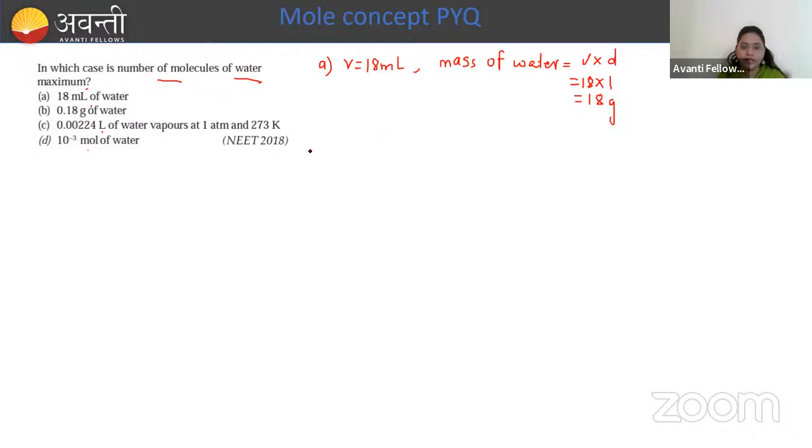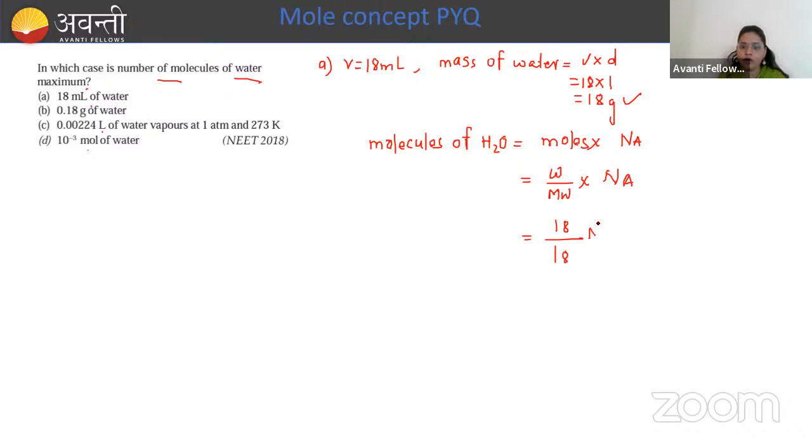Now let's calculate the molecules of water. Molecules of water is equal to the number of moles into Avogadro's number. And what is the number of moles? Weight upon molecular weight. What is the weight given? 18 gram. What is the molecular weight of water? 18. So what will be our answer here? Avogadro's number will be our answer, right?